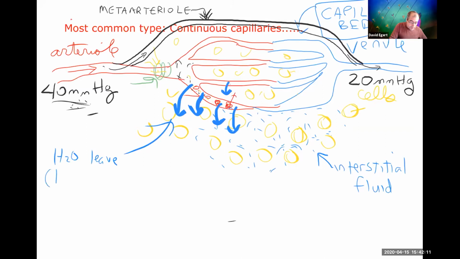It's mainly due to the hydrostatic pressure. You've got blood entering in under pressure into this tube that has some leak to it, so we have water leaking out. And it's going into this interstitial space, the space between the cells.